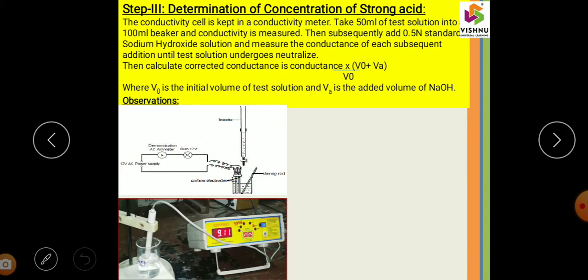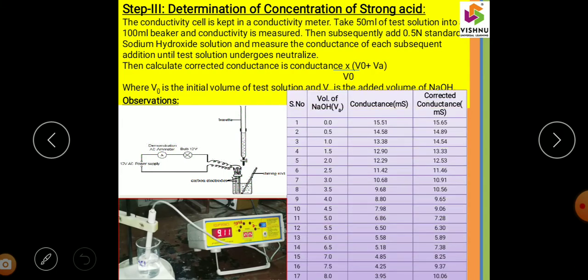Add until the test solution is neutralized, and note down the readings in tabular form. Then calculate the corrected conductance, which is equal to conductance into (V naught plus Va) by V naught. Here V naught is the initial volume of the test solution and Va is the additional volume of the NaOH.